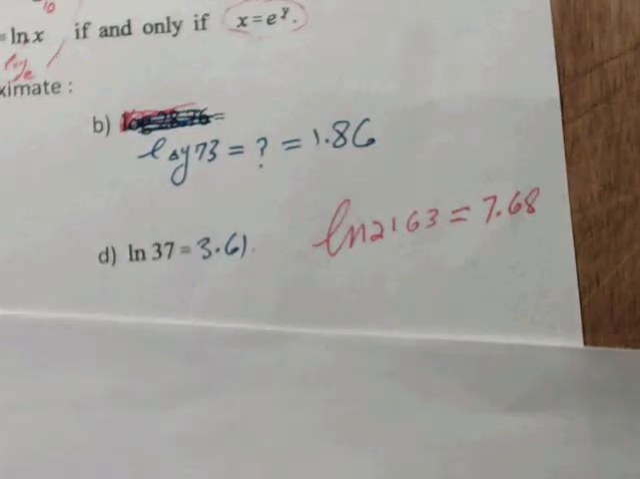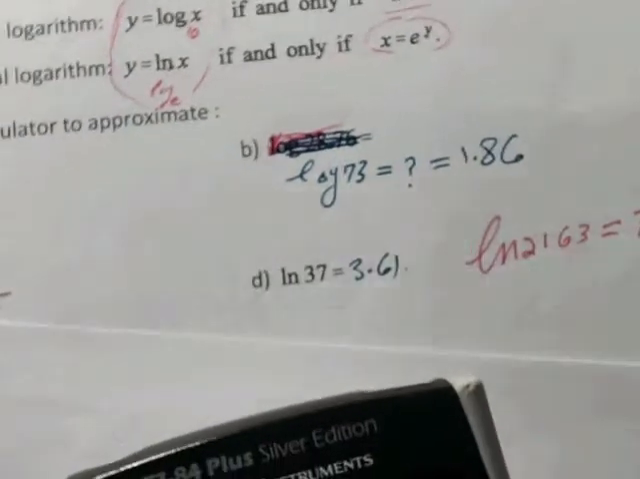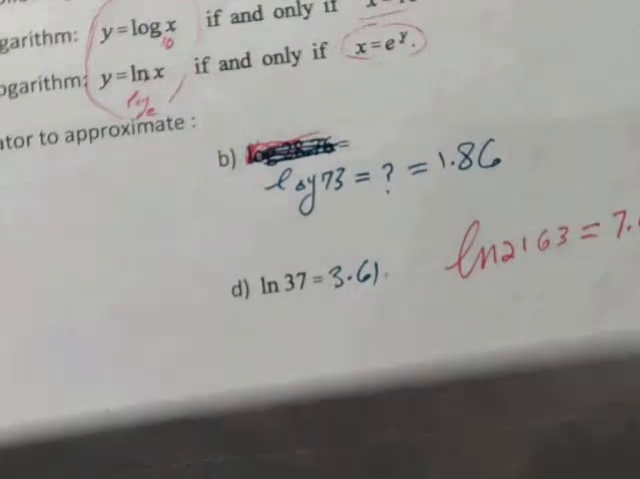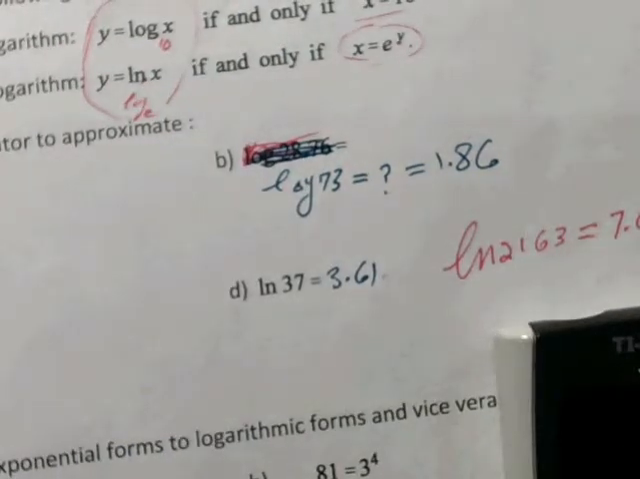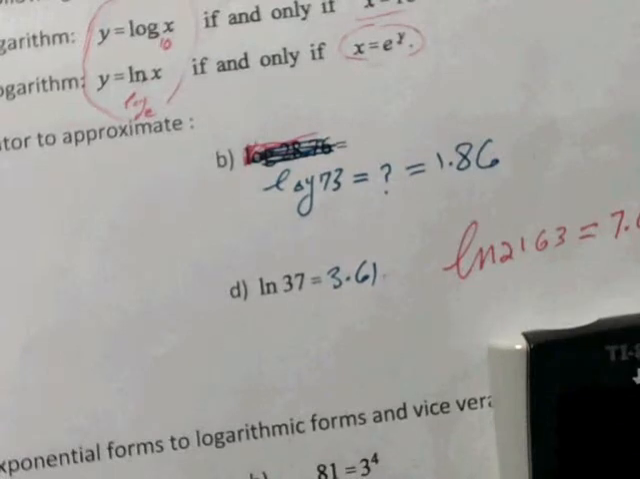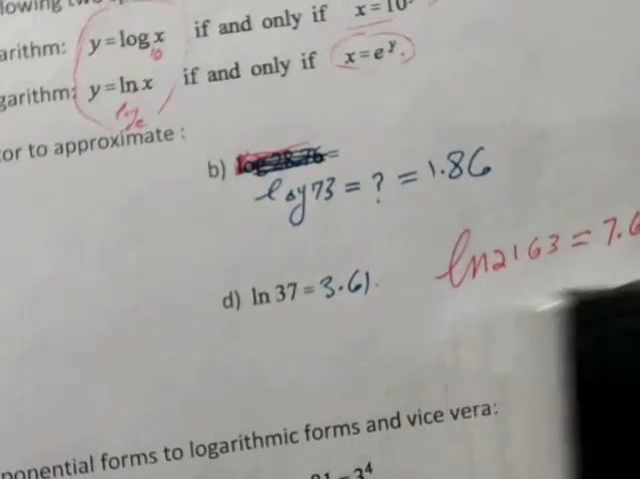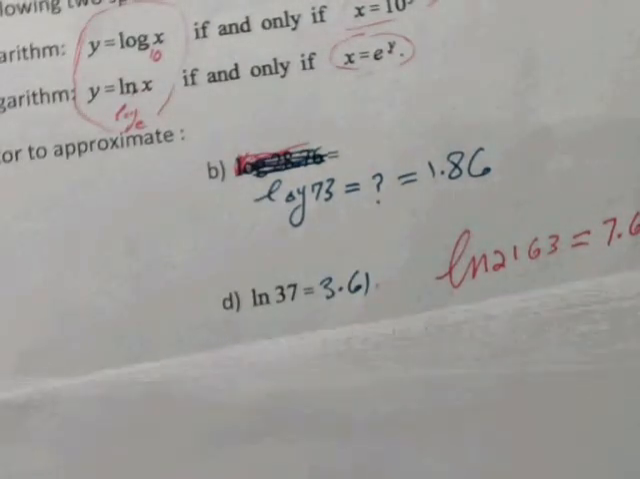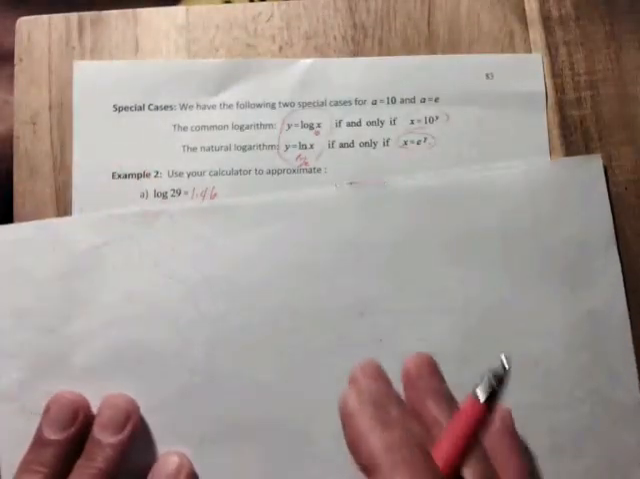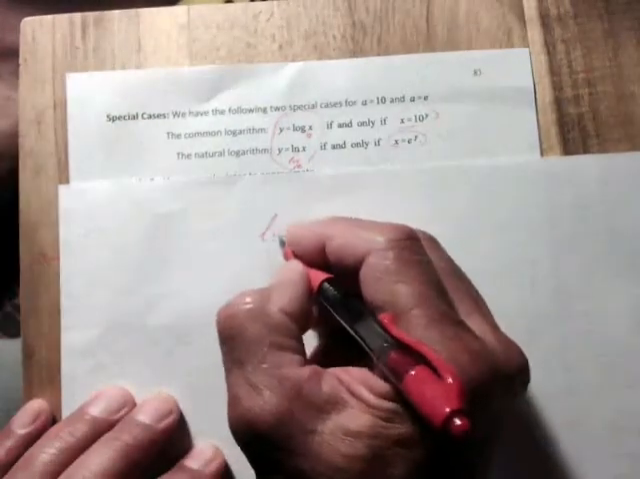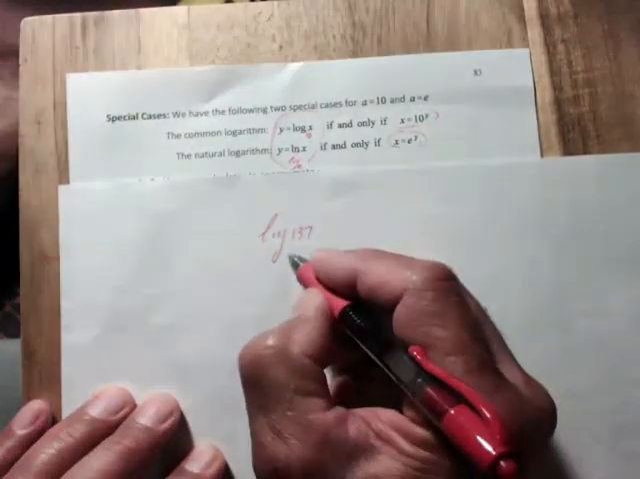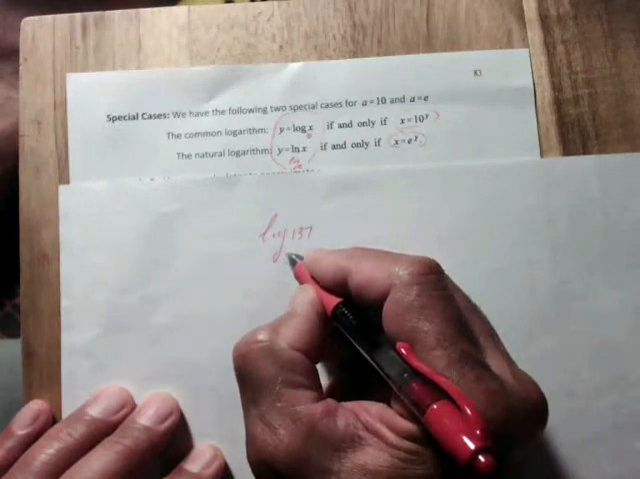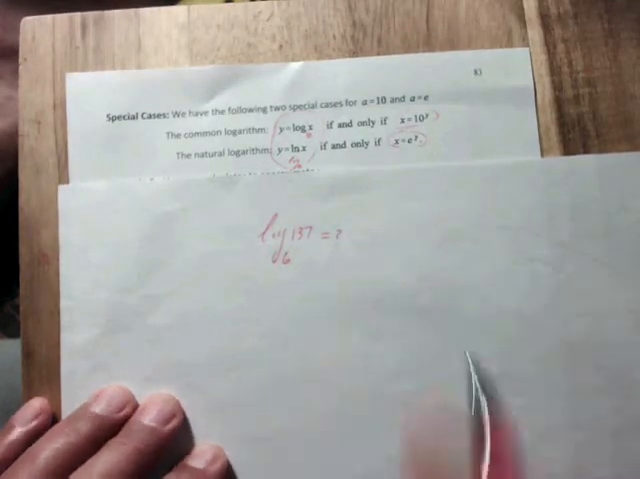Very easy to use. Now the question is, what if I have anything other than base e or 10? Can I use my calculator? Basically what I'm saying is this: if I want to compute something, let's say, what is log of 137 to base 6? What is that equal to?